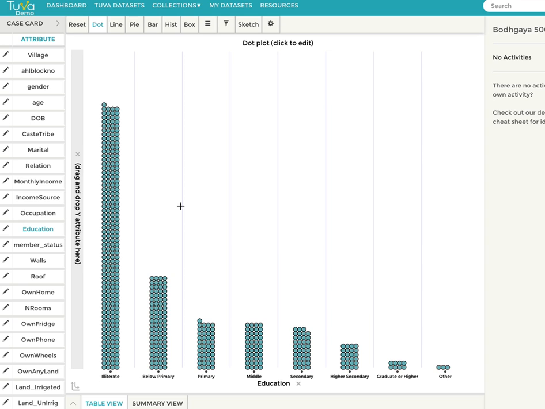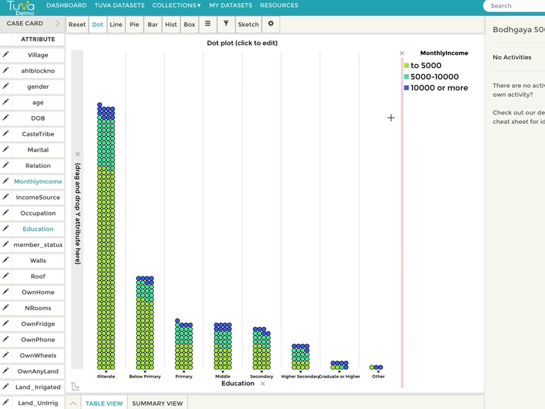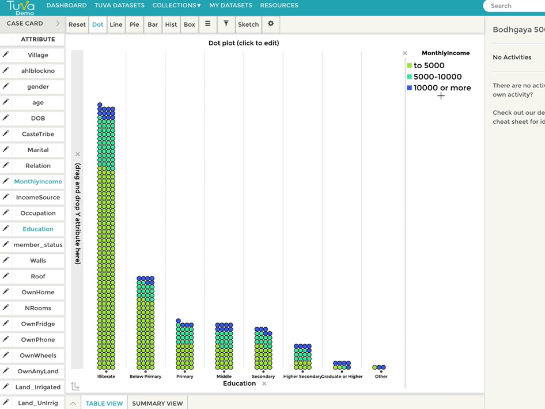And now let's see how this is related to income. In this set, the monthly income attribute is the one we want to use. So I'm going to click on that, and we can see here on the right there are three categories of monthly income: up to 5,000, I presume, rupees per month, between 5 and 10,000, and 10,000 or more.